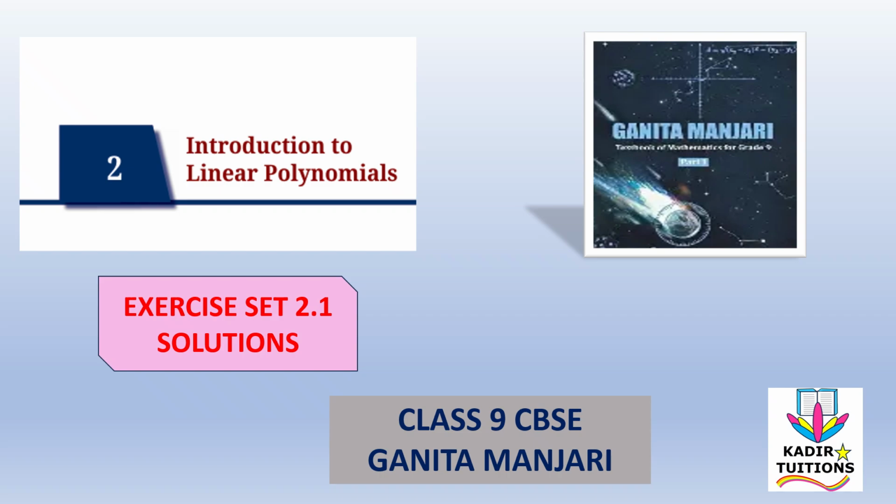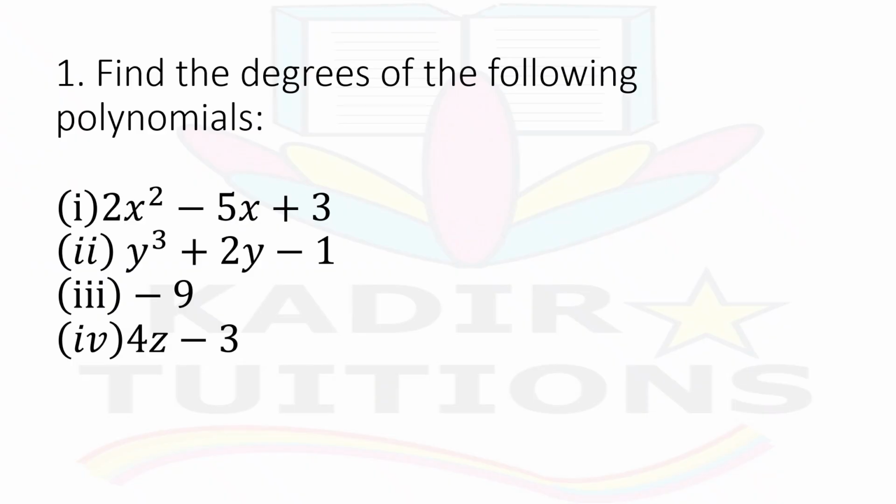Hello everyone. In this video we are going to see exercise set 2.1 solution which belongs to chapter 2 class 9 CBSE Ganita Manjari. Let's start with the question. The first question is find the degree of the following polynomial.